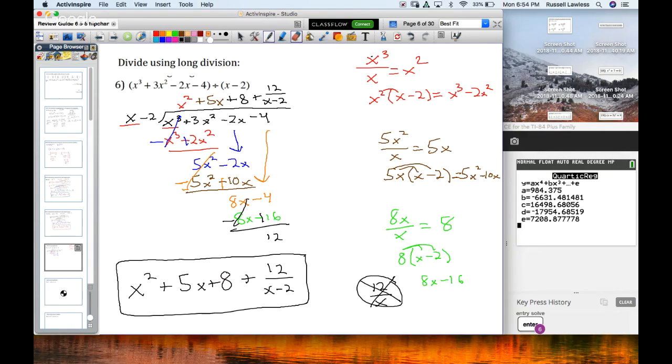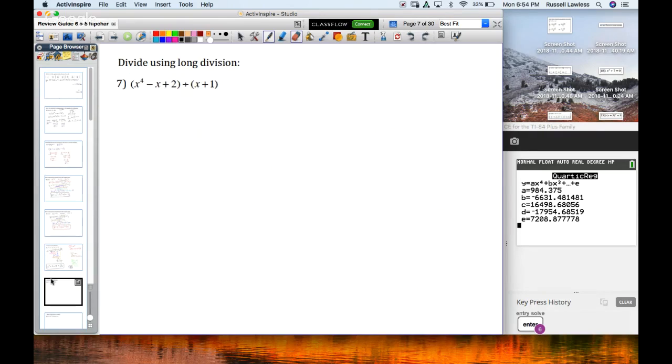So we'll repeat this process again. Looking at number 7, divide using long division. So long division, again, same process, setting up x plus 1 and a nice long polynomial. But I want you to notice something here. These need to be in standard form, meaning if x to the 4th is the highest, it needs to be x cubed, x squared, x, and a constant.